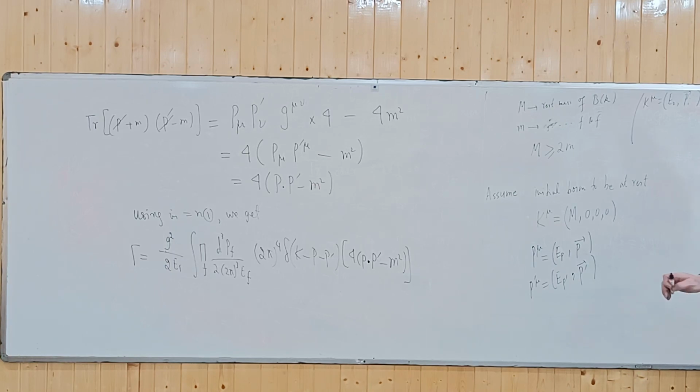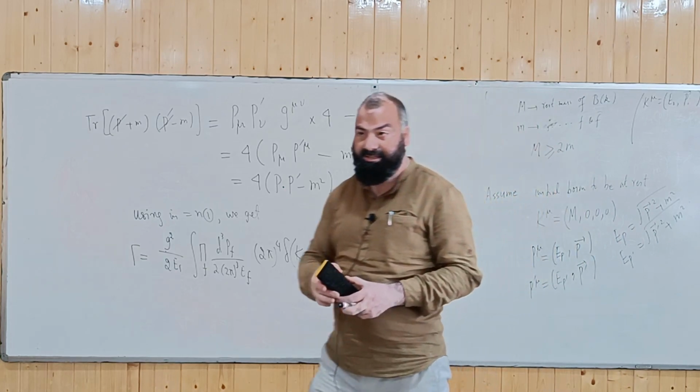No, it cannot be M, because then this P has to be 0 if E_P is equal to M. What is E_P? It is root of P square plus M square. And what is E_P prime? That's root of P prime square plus M square. Understood? Okay.